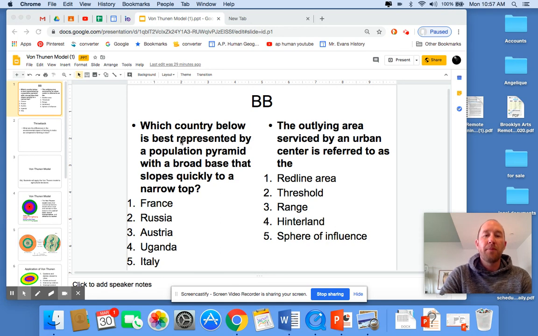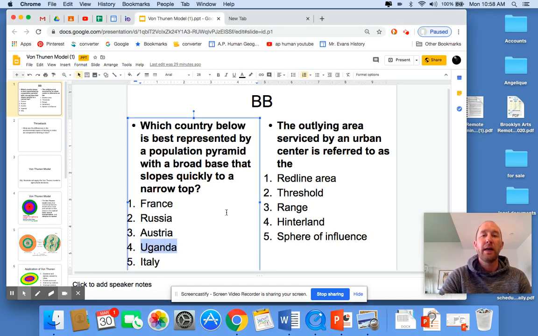Which country below is best represented by a population pyramid with a broad base that slopes quickly to a narrow top? So broad base, narrow top. As soon as we hear broad base, we should be thinking of LDC, less developed country, because broad base means you're having lots of babies. So as we go through our options here, clearly the least developed country on our list is Uganda. So that would be the correct answer.